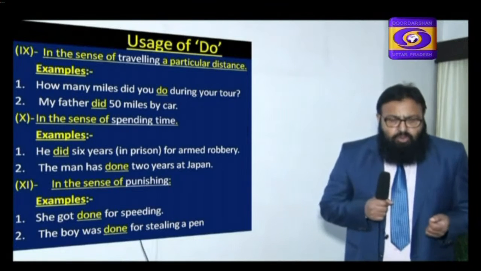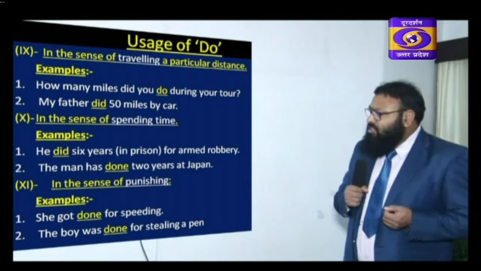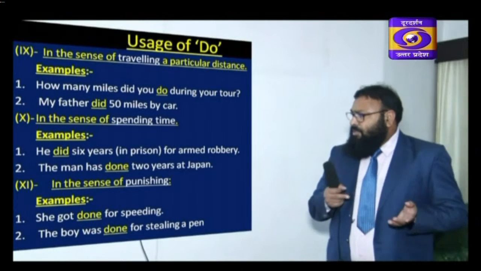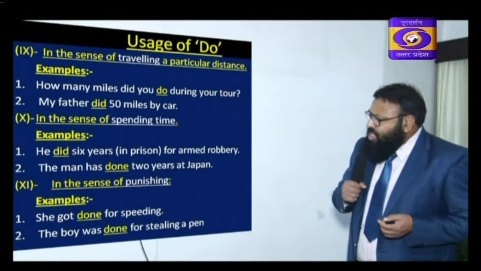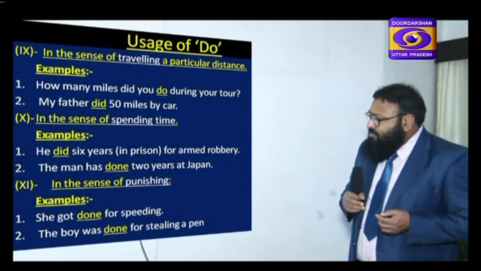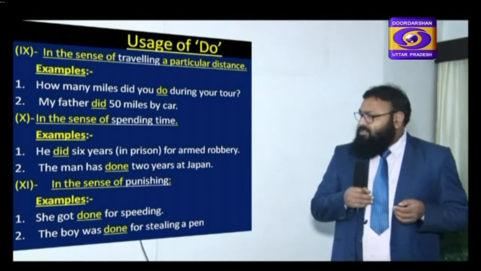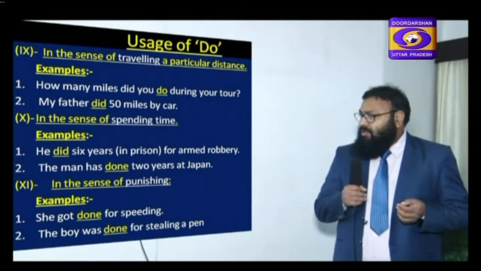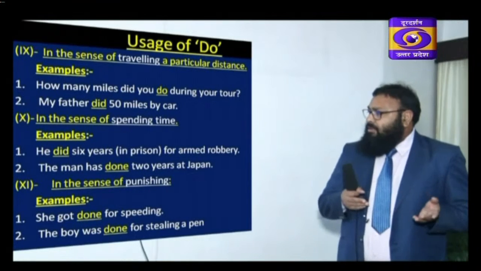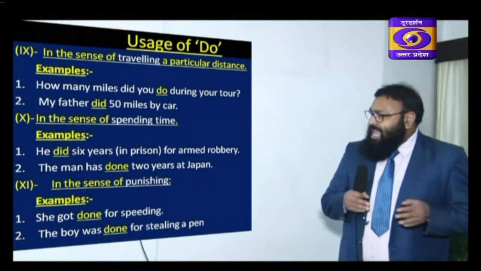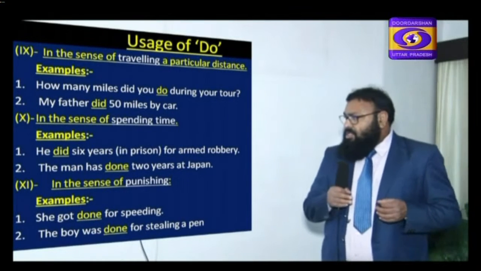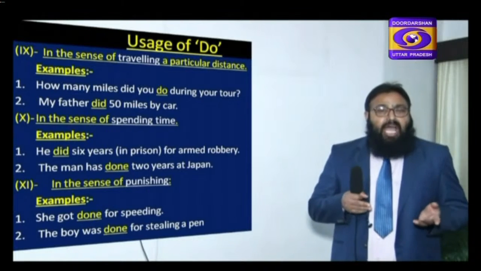Now the tenth usage of do as a main verb, dear children, is in the sense of spending time. Examples are, he did 6 years in prison for armed robbery. That means he spent 6 years in prison for armed robbery. The man has done 2 years in Japan. That means the man has spent 2 years in Japan. So did and done are used in the sense of spending time, dear children.